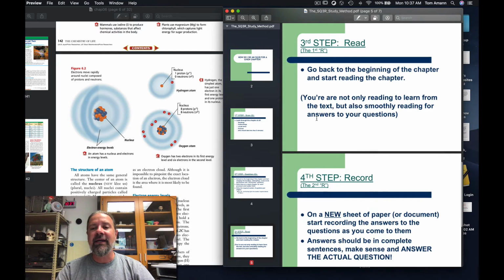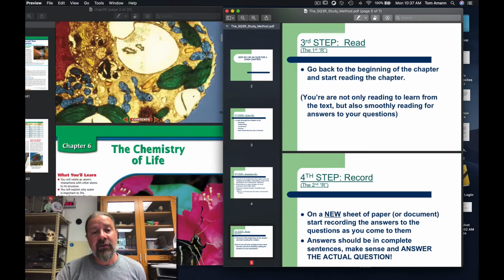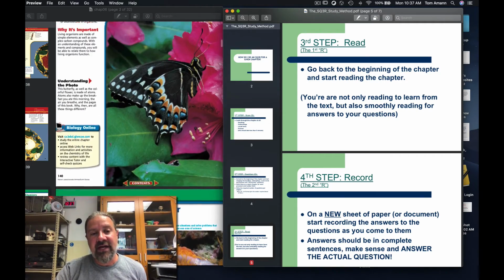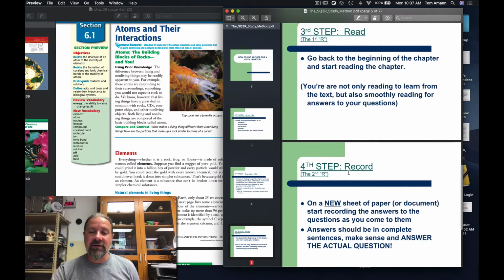Third step, read. Go back to the beginning of the chapter and start reading the chapter. You're not only reading to learn from the text, but also smoothly reading for answers to your questions, okay? And I'm going to tell you that the third step and the fourth step are done at the same time, okay? Now, let's look at what that fourth step is, the second R of 3R. It says on a new sheet of paper or document, start recording the answers to the questions as you come to them. Answers should be in complete sentences, make sense, and answer the actual question, okay?